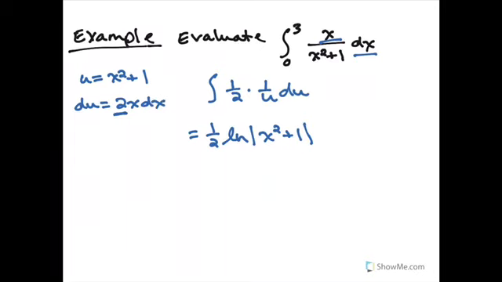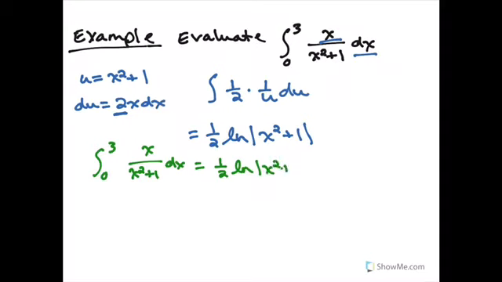Okay, so what this tells me is when I go back to my original problem here, the integral from 0 to 3 of x over x squared plus 1 dx is going to be 1/2 natural log of x squared plus 1. We're going to evaluate that going from 0 to 3. When I plug in a 3, I get 1/2 natural log of, well, 3 squared is 9 plus 1 is 10, minus 1/2 natural log. When I plug in 0, I'm going to get 1.